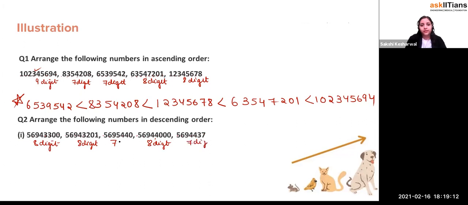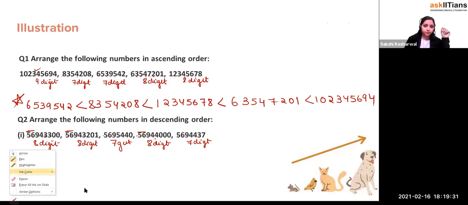So again, this is from the descending order, so greatest to the smallest. So you have to compare all the 8 digit numbers. You just see, this is like 5, 6, and 5, 6 is common in all of them. Then 5, 6, 9 is also common. Then 5, 6, 9, 4 is common. Let me change color. So 5, 6, 9, 4 is common in all of them.